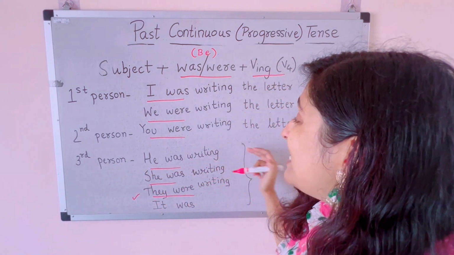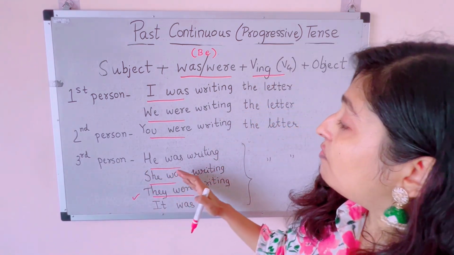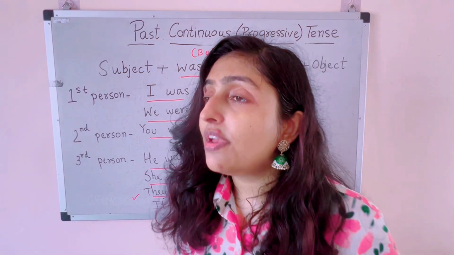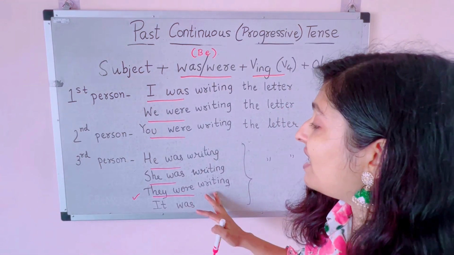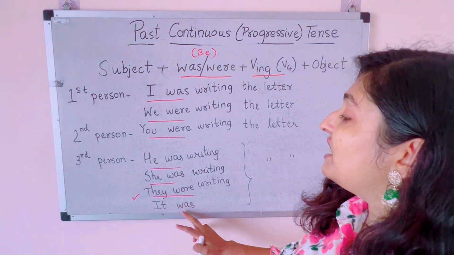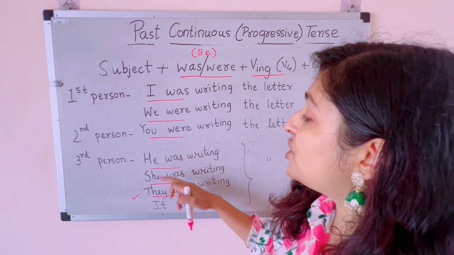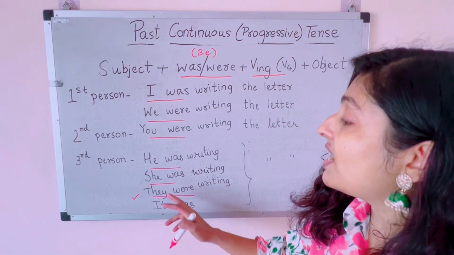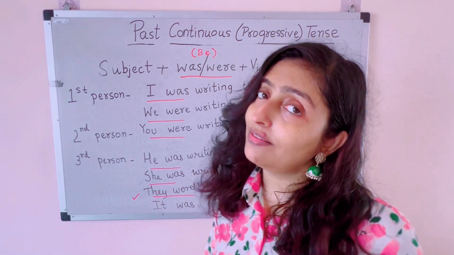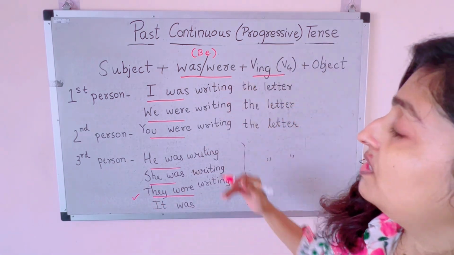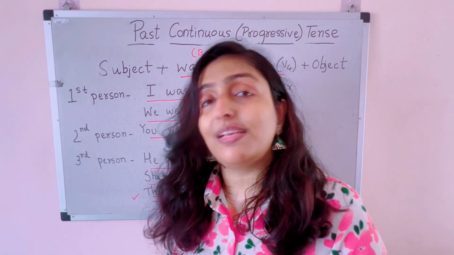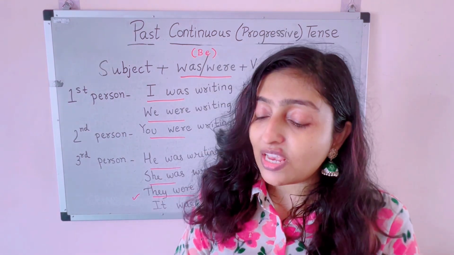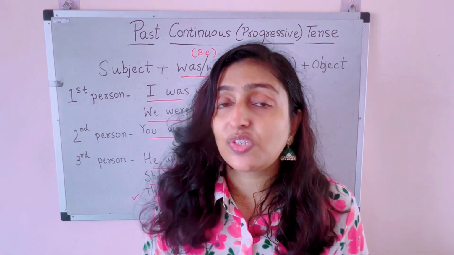He was writing the letter. She was writing the letter. They were writing the letter, because it's plural, and it was. He, she and it are singular third person pronouns, and they is plural third person. Okay, this is how you frame a sentence in past continuous and past progressive tense.